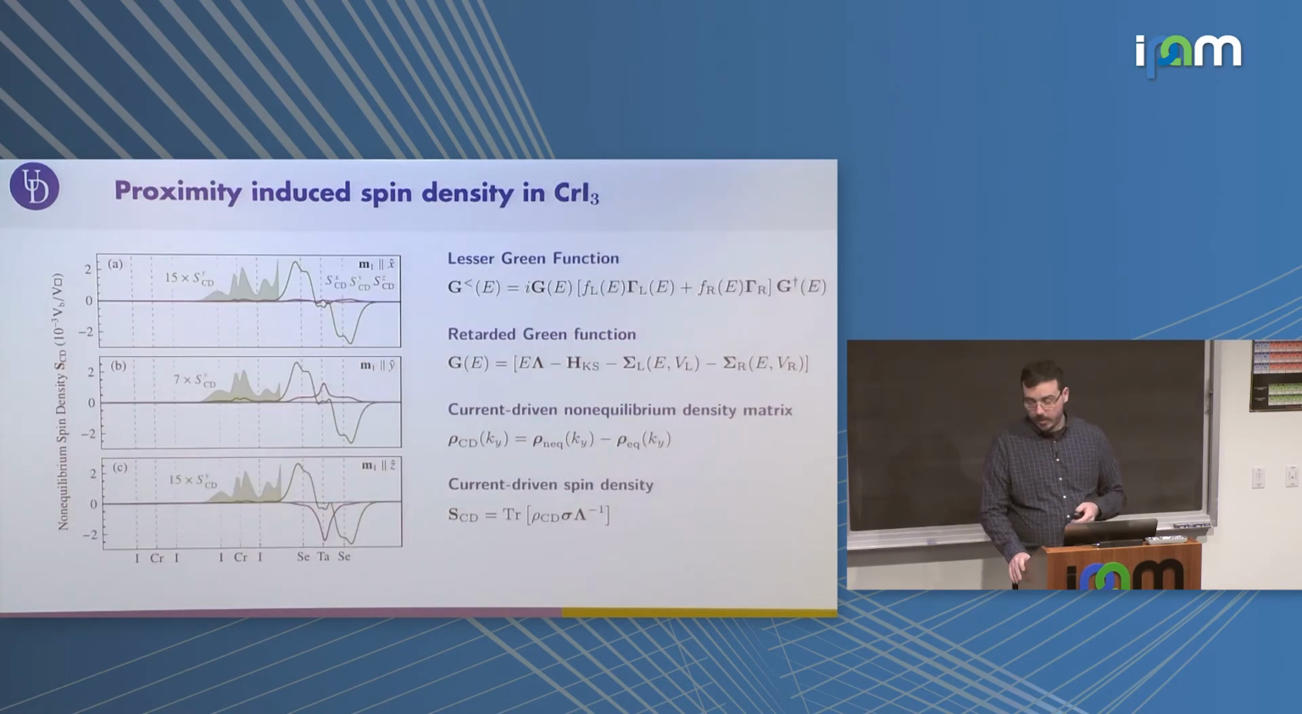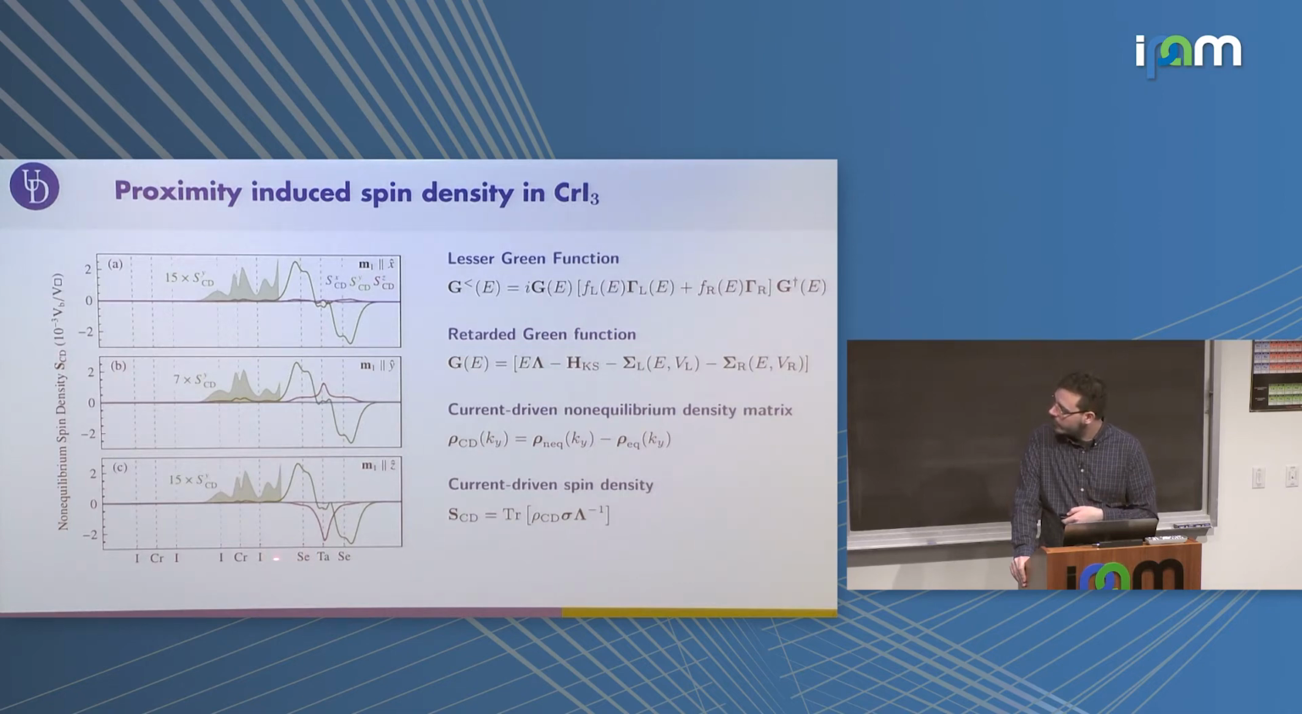So first, the non-equilibrium spin density. Here we have 3 panels for 3 different orientations of the magnetization in the first layer: M along the X, M along the Y, and M along the Z. And then each panel basically shows you the cross section of the spin density when you shoot the current in the TMD, showing how the spin density is spread across the whole system.